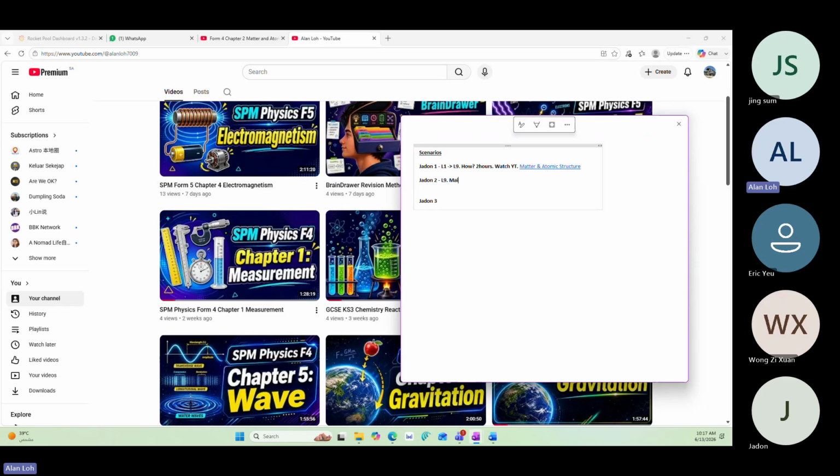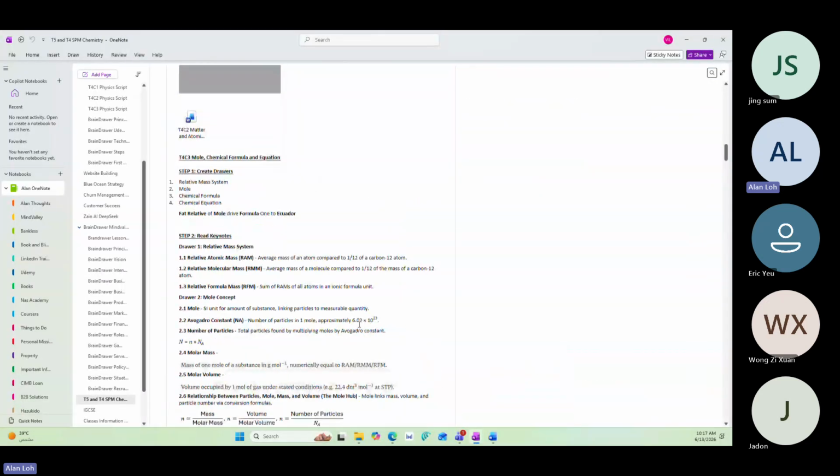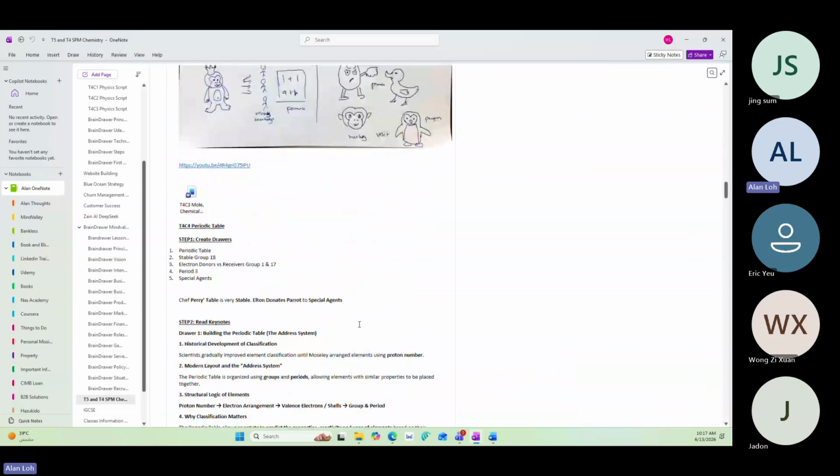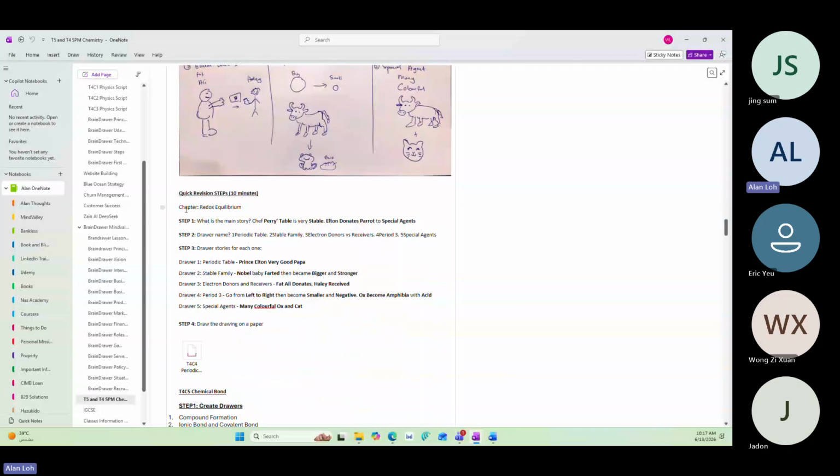So now you want to maintain at level 9. How do you maintain at level 9? You need to do revision. You remember this revision is the 10 to 15 minutes revision that I told you. This revision is this one. I'll take one example, I'll just take any chapter.